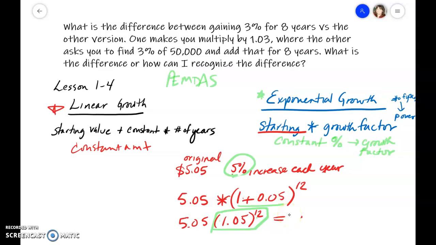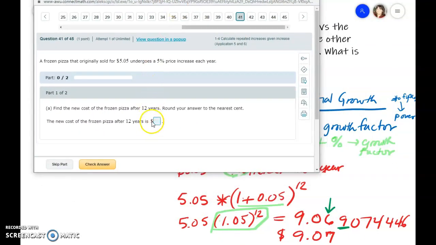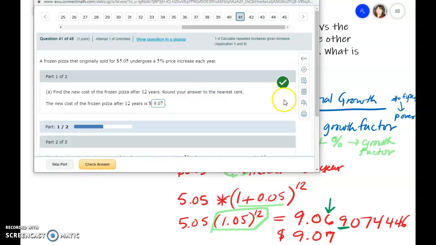And so after 12 years, I'm going to round to the nearest cent. This is what I have on my screen. But to the nearest cent, remember, where's the cents? That's the 100th place. That's here. So I look 1 over. And so I'm going to say $9.07. So the pizza after 12 years, that frozen pizza, is going to be $9.07. So let me type that in there. Then I'm going to hit check answer. It's going to give me a green check mark.